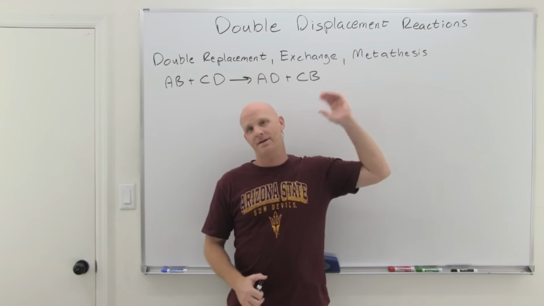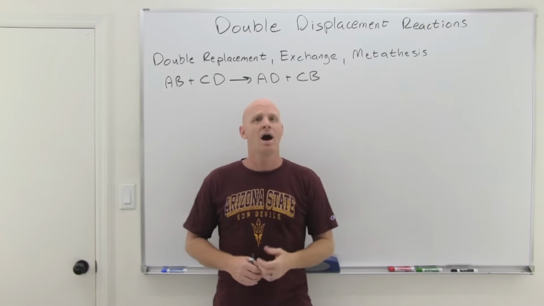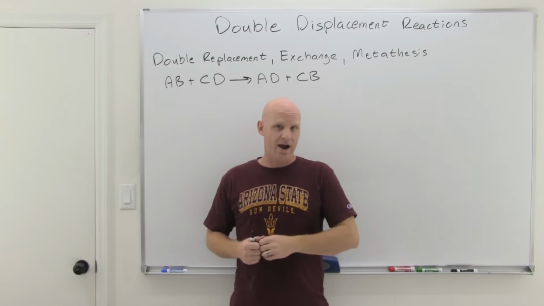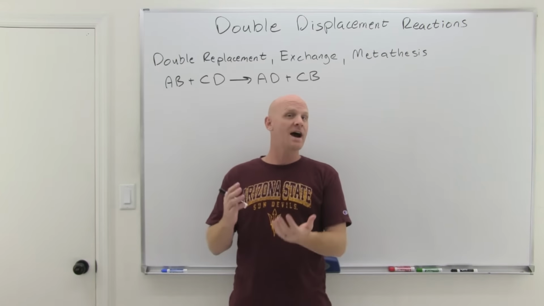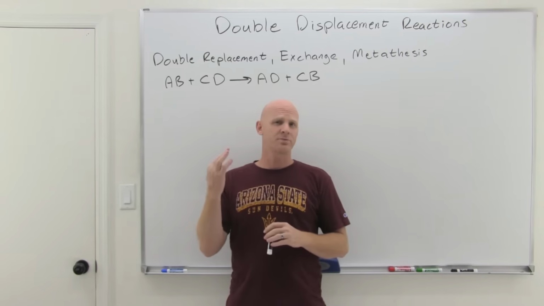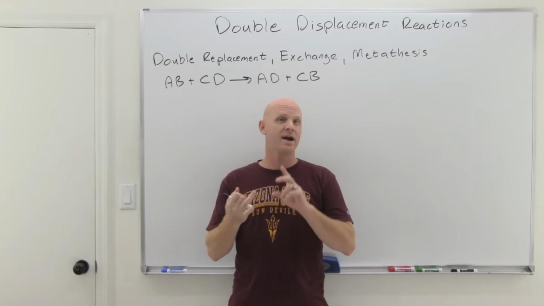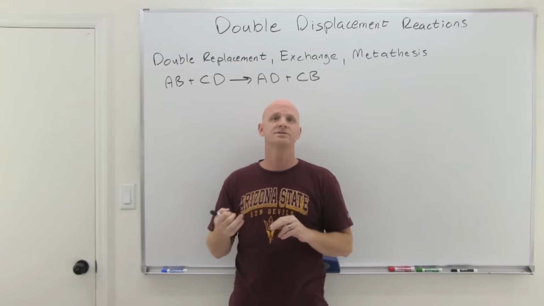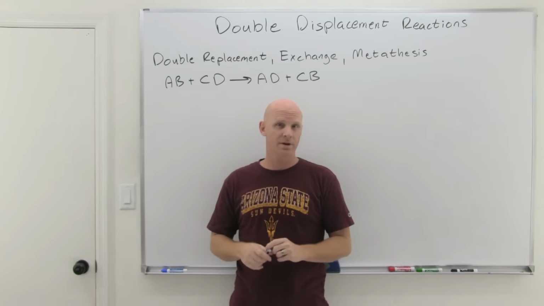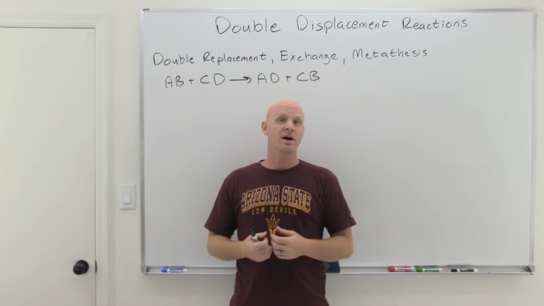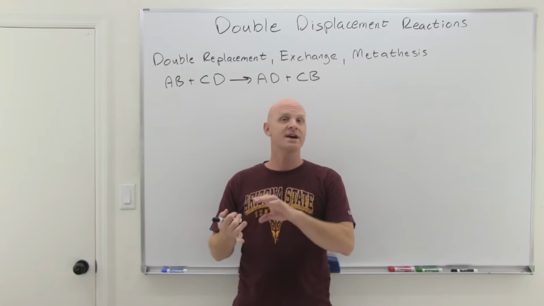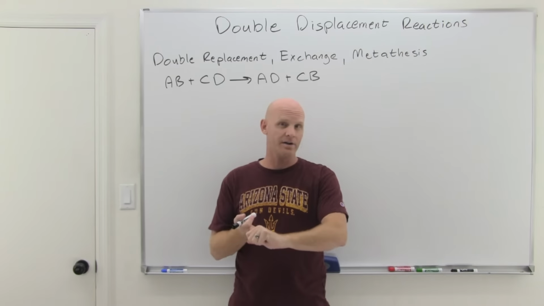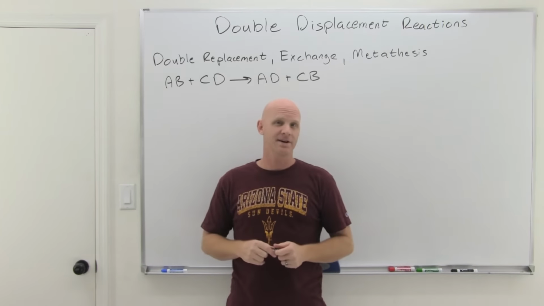Double displacement reactions is going to be the topic in this lesson, and we'll learn that they're also called double replacement reactions, or exchange reactions, or metathesis reactions. And we're going to learn about the three major types: precipitation reactions, acid-base neutralization reactions, and one special gas-forming reaction. And then we're also going to go through talking about the molecular equation versus the ionic equation versus the net ionic equation, which removes the spectator ions.